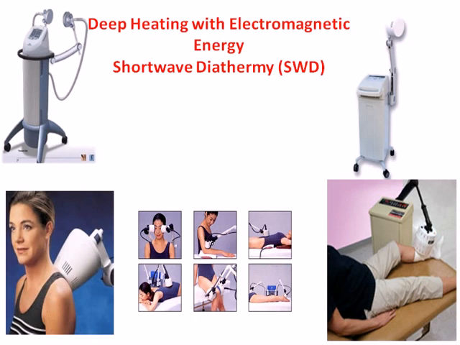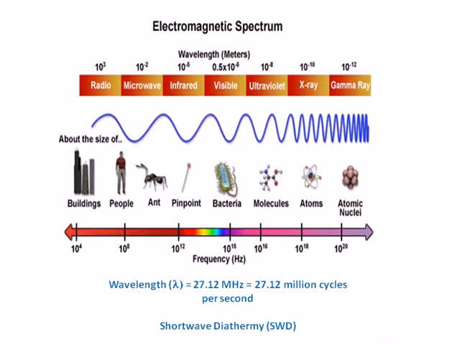Now that you know about electromagnetic waves, let's talk about the application of these waves in the radio frequency of the electromagnetic spectrum to the tissues of the body. This form of therapeutic application is called diathermy. Diathermy presents with a frequency of 27.12 megahertz, or 27.12 million cycles per second, and is commonly called shortwave diathermy, abbreviated SWD.